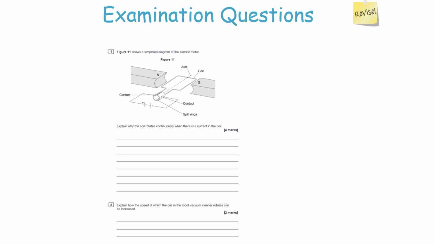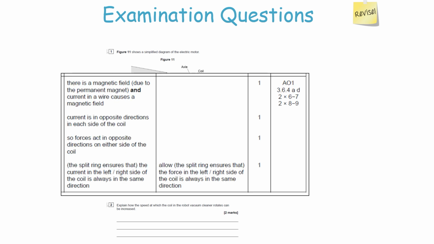So it's the idea that when a current flows through the coil, it becomes an electromagnet. So we can say that there's a magnetic field due to the permanent magnet, and the current in the wire causes a magnetic field. Now it's important that because it's a coil, because there's current flowing in opposite directions around the coil, because the coil itself is like a circuit, the forces on each side of the coil will act in opposite directions.